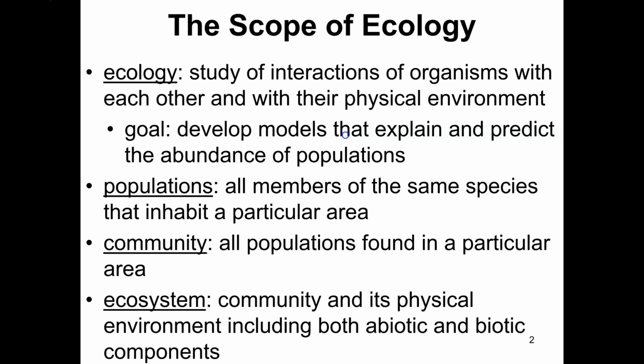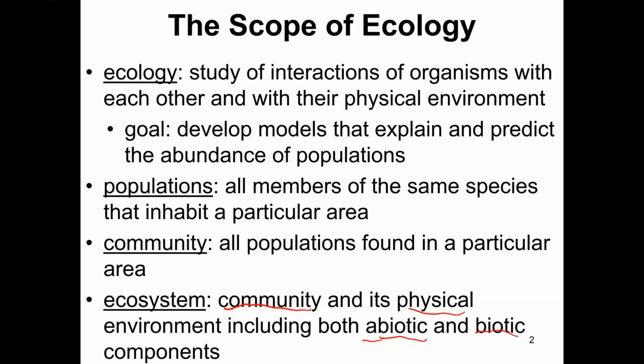So an ecosystem then is your community, so all the populations, and the physical environment, including both abiotic and biotic components. So abiotic are non-living components, whereas biotic are living components. I want to make you understand. When I say biotic, it's things that affect the life.